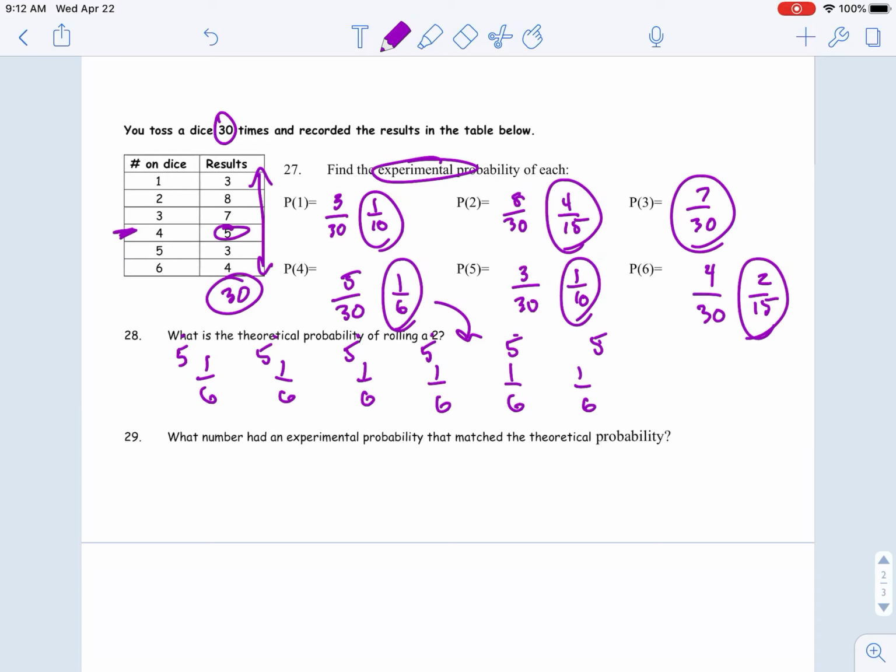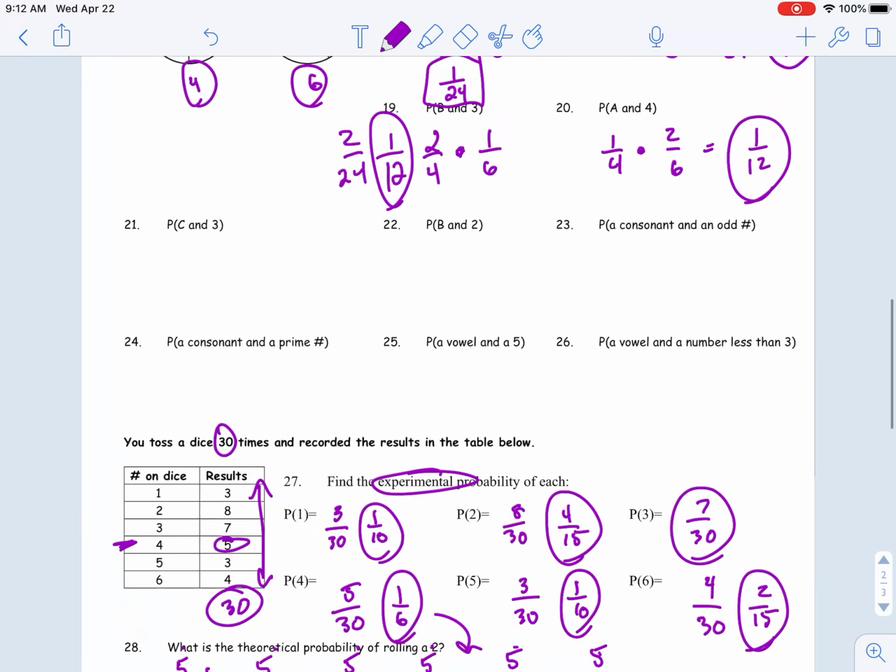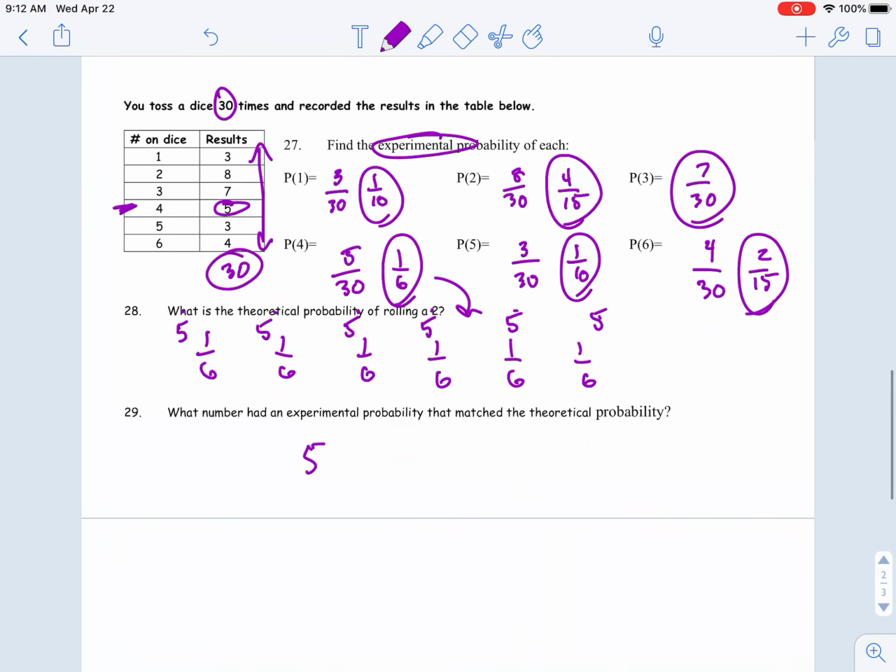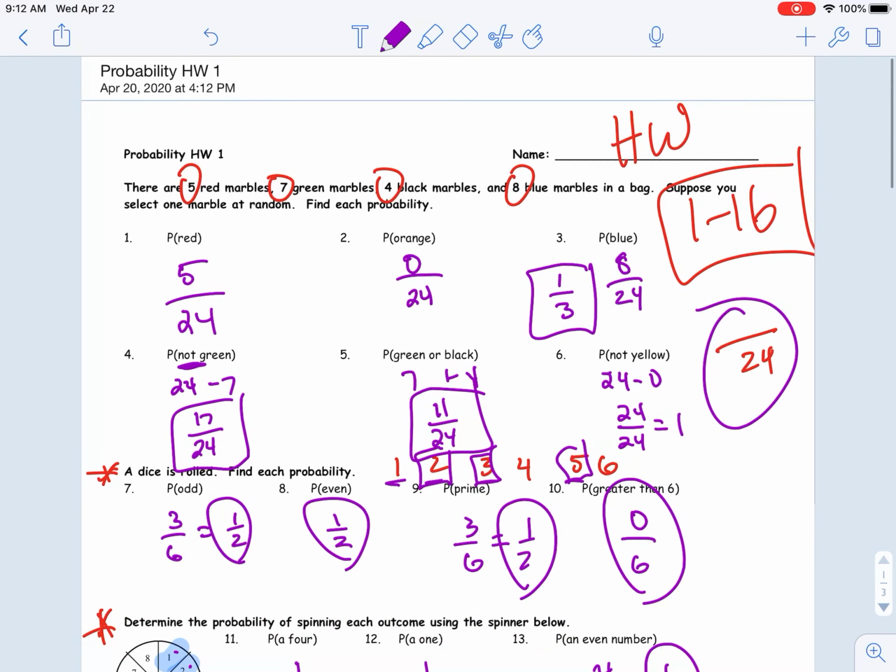What number had the experimental probability match the theoretical? 5, because if each one happened 5 times, that'd be 30. I didn't assign that, but you kind of get the idea of a part 2. The other video today will be a lesson.